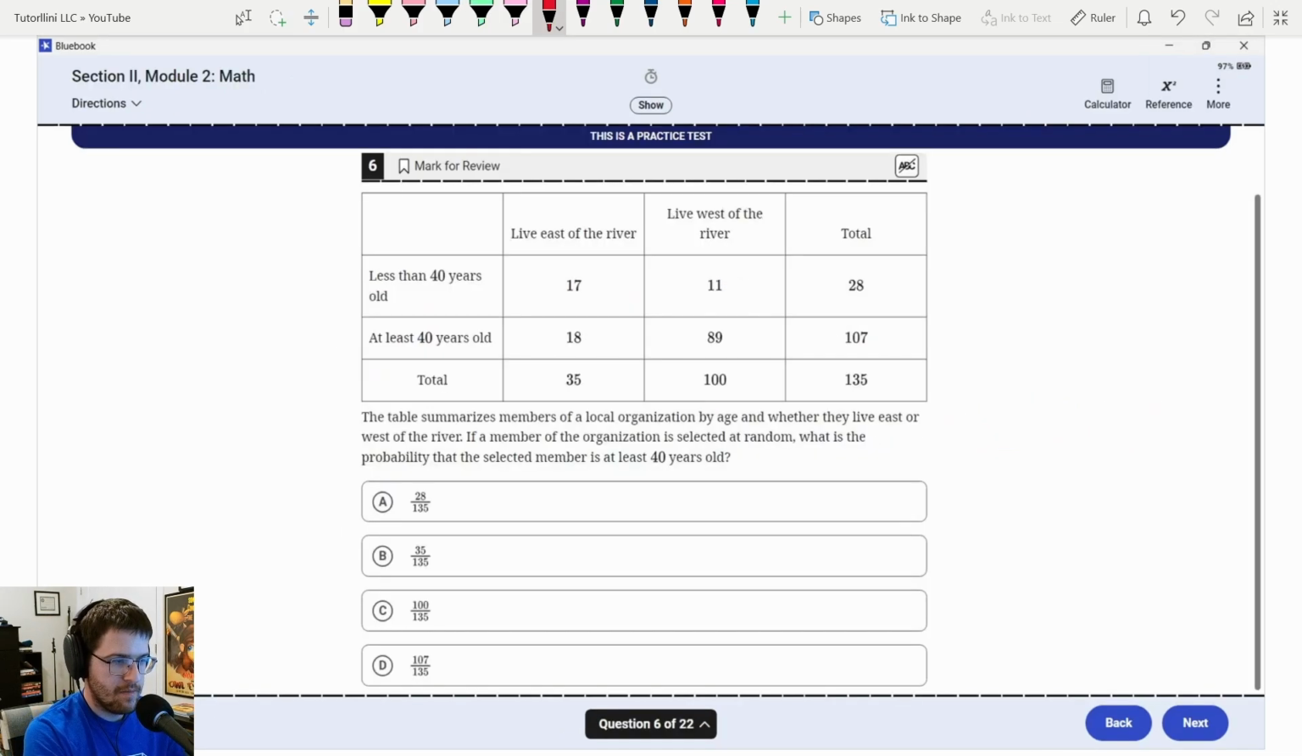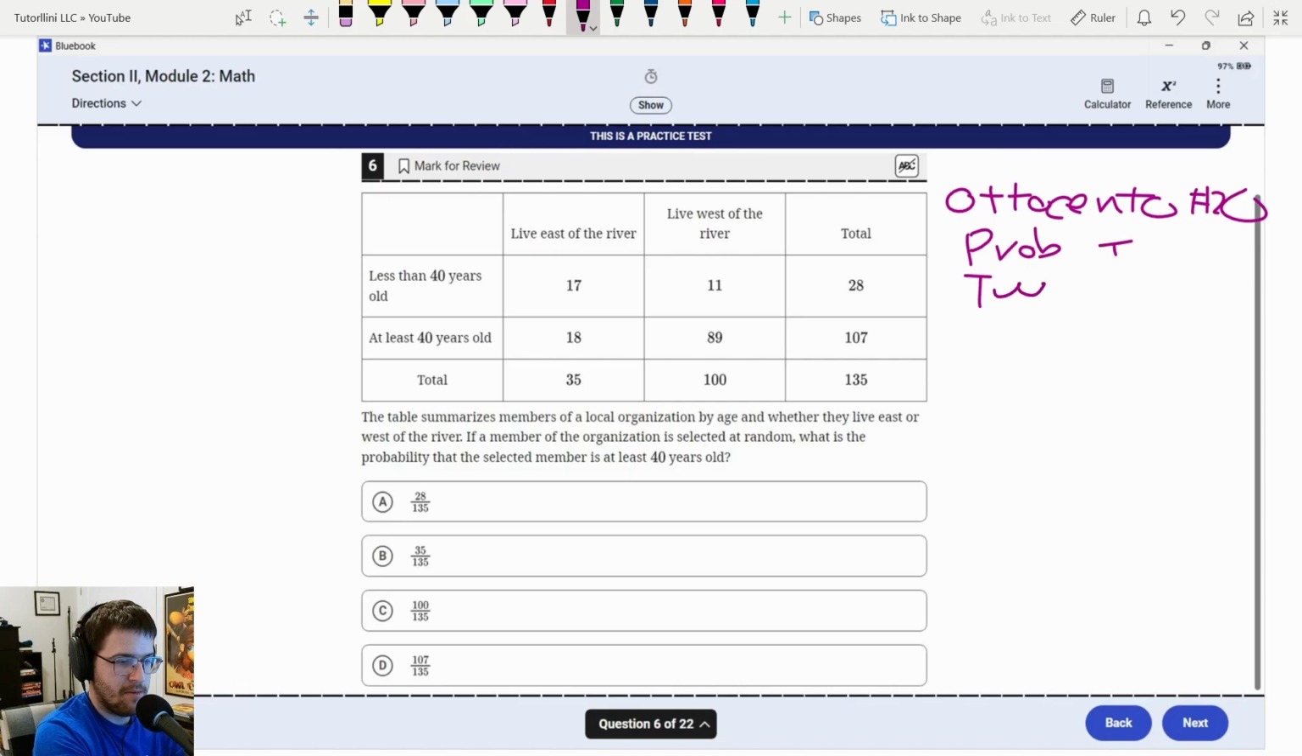Okay, question 6. I go over this in great detail, guys, in my Ottocento number 20. It's called Probability and Two-Way Tables. Please, please, please go watch that. It will make way more sense. There's lots of problems you can try for yourself, including a worksheet that you can download.